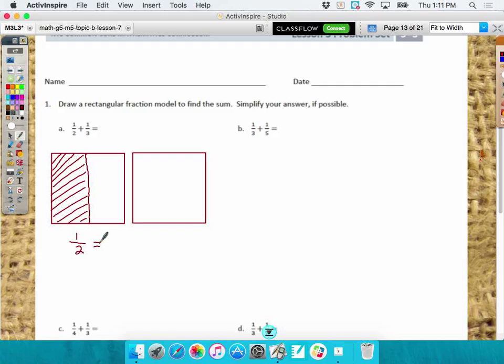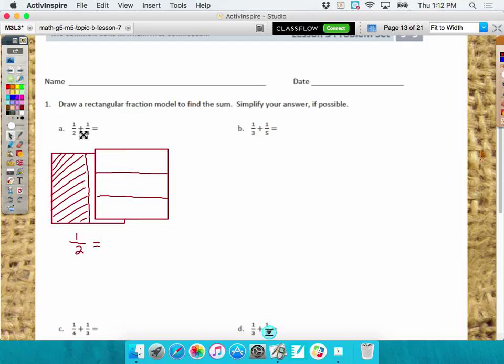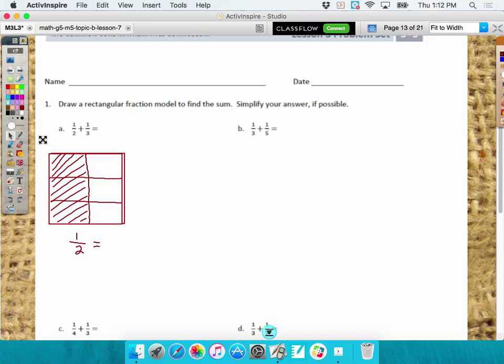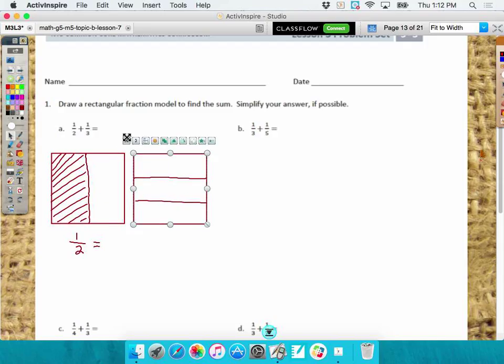The second area model, how many equal parts do I need? 3. So that means draw 2 lines. Which way? Horizontal. If you don't draw the lines horizontal, then you can't combine to get a new denominator. So here is what I need to do on the second area model. How many parts will I shade? 1 part. So this shows 1/3.